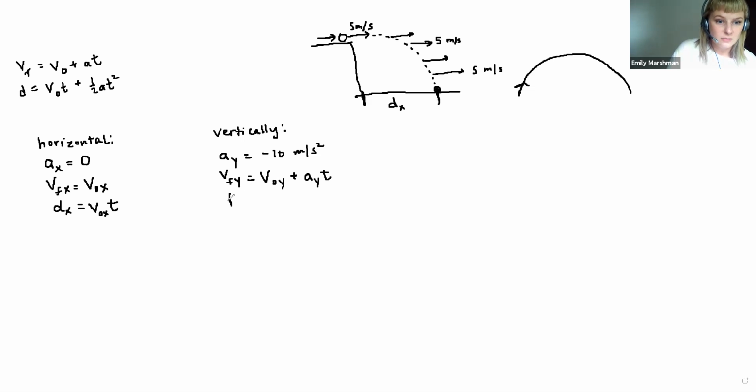And the distance that the object would travel in the y direction, which would be, for example, how far it has fallen, would be v initial in the y times t plus 1/2 acceleration in the y times t squared. Again, for this particular case where the ball is just simply rolling horizontally off the table, this first term is gone.